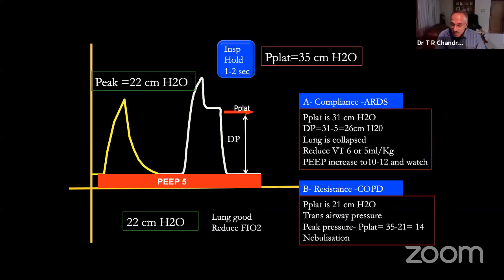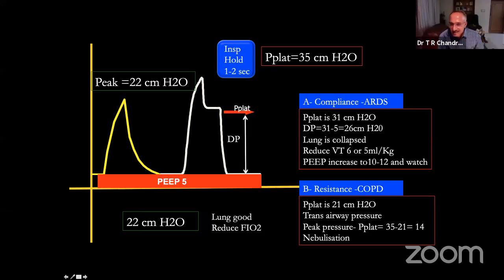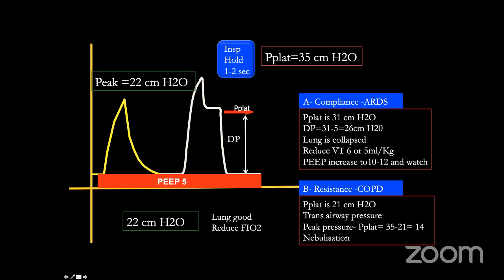You just do a plateau. The difference between peak and plateau is trans airway pressure, isn't it? I showed you a diagram also that this part is contributed by the airway. The difference between PIP and plateau is the trans airway pressure. Understood? Okay, sir.